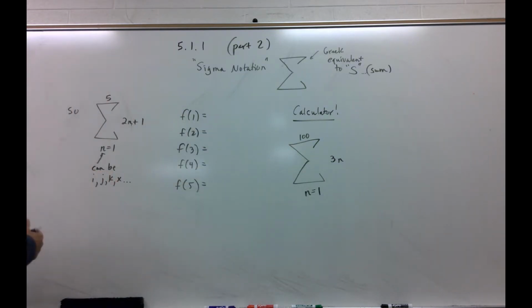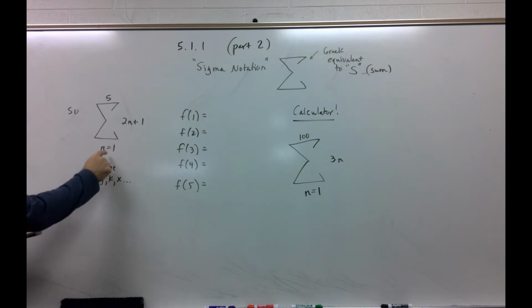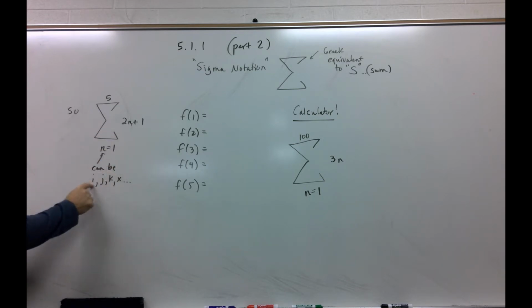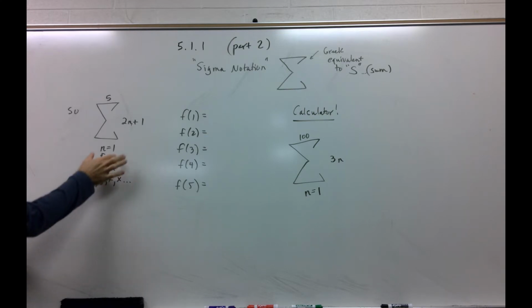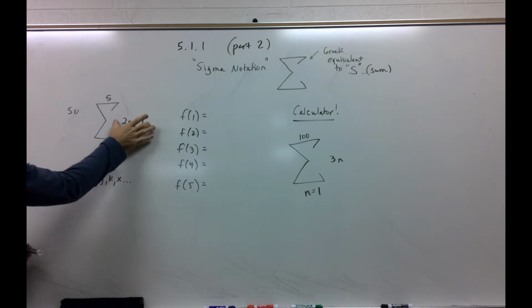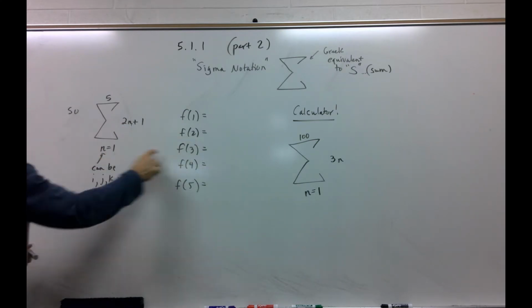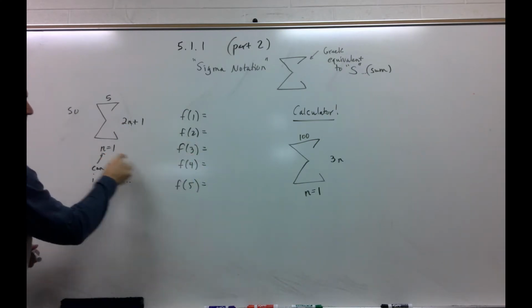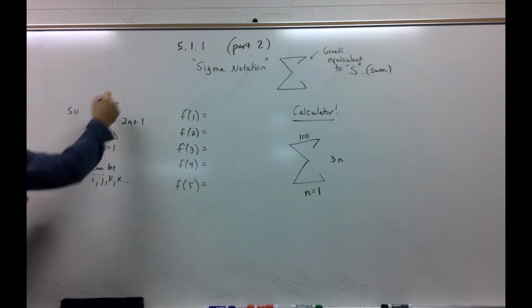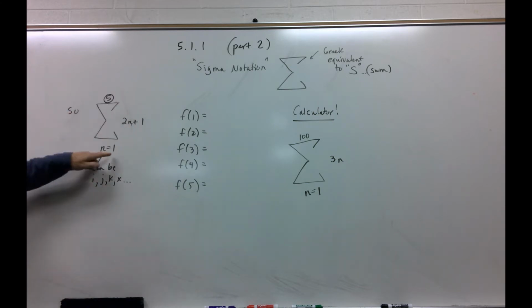So, you got this symbol, you got a number down here. This letter could be I, J, K, X, but whatever this letter is down here, that equation has to have that letter in it. Because it's telling you plug in n is 1, n is 2, n is 3, 4, 5, because that's telling you how high to go. So they're all whole numbers between that number and that number.